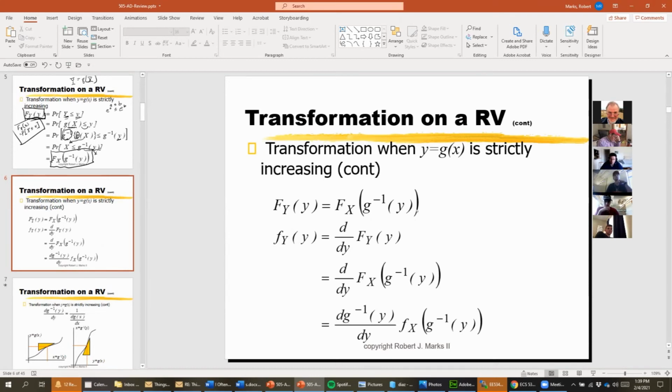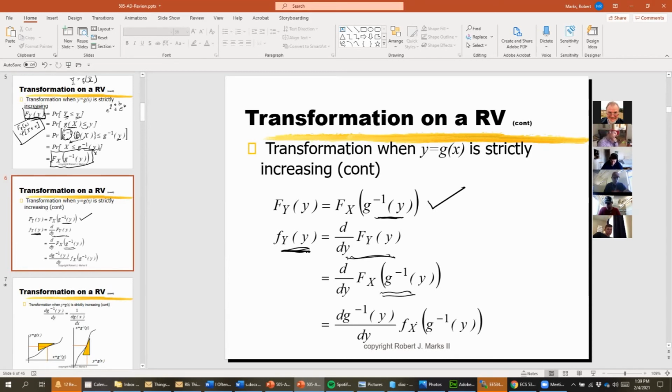So this is the solution from the last slide. The distribution for y must be equal to the distribution of x except evaluated at g inverse of y. Many times we don't want that. Rather, what we want is the probability density function, which is the derivative of the cumulative distribution function. So we would like to differentiate this. So we differentiate this f sub x of g inverse of y. And well, what is that? It's the derivative of f sub x times g inverse of y.